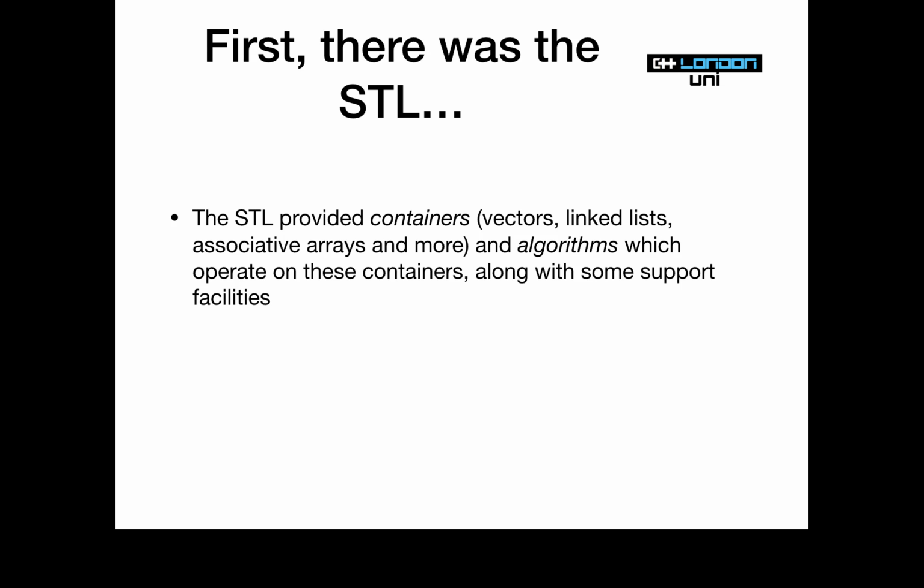So the STL provided a load of containers, about a dozen of them, I think. Really common things: vectors, what we know today as standard vector, linked lists, associative arrays, queues, decks, sets, multi-sets, lots and lots of containers on the one hand, and on the other hand, algorithms, these functions like count that operate on the containers. And there were some support facilities as well, which we'll go into in the coming weeks.